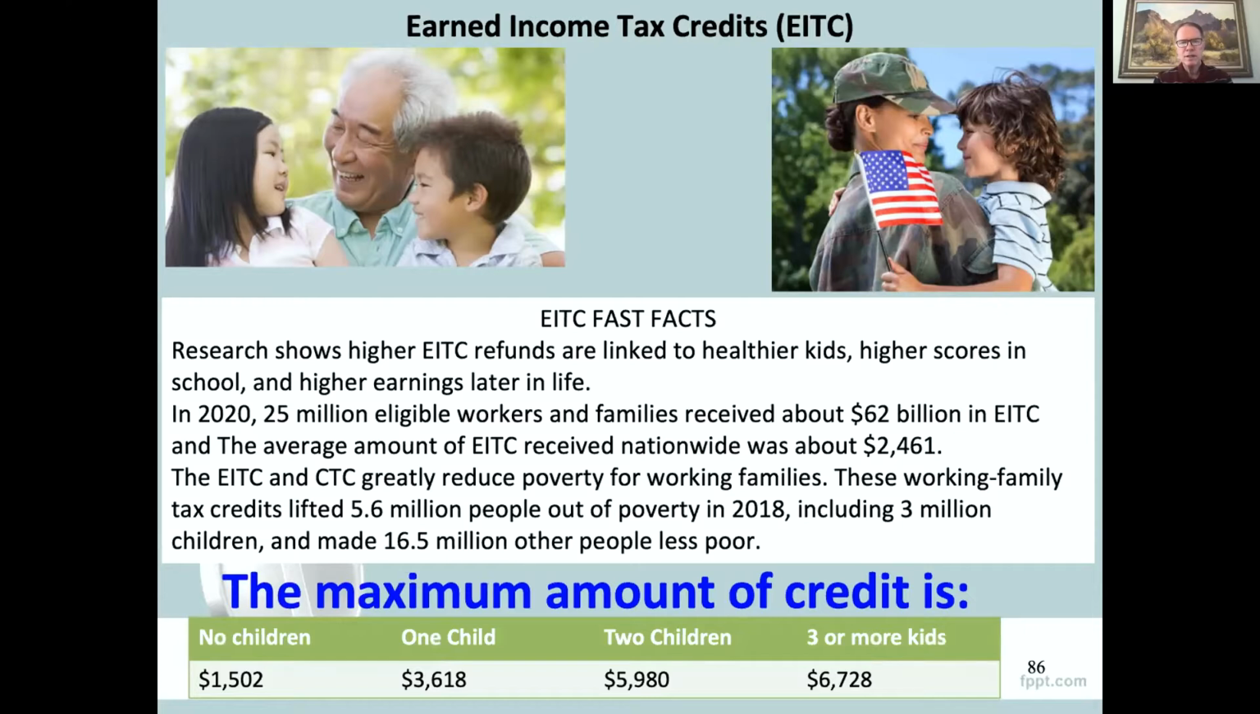I read someplace a few years ago that the federal government has 3 programs that deal with reducing poverty in America. The number 1 program is welfare. The number 2 program is food stamps. And the number 3 program is the earned income tax credit.